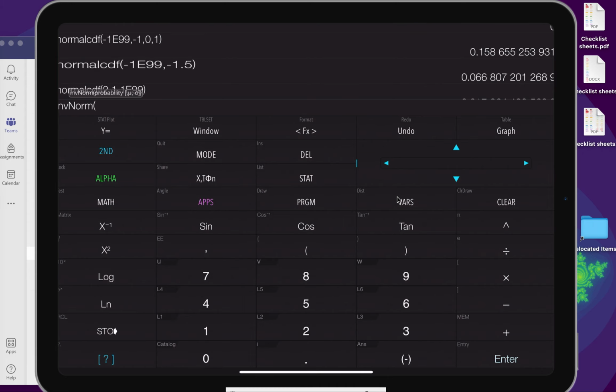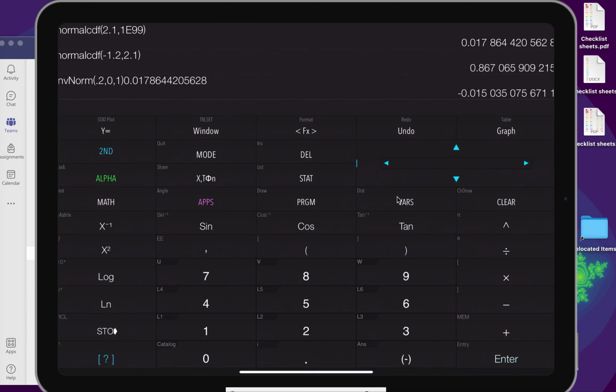So I want to find the lower 20%. I'm going to put in 0.2. Your probability should always be a decimal between 0 and 1. And I can make my mean be 0 and my standard deviation be 1. Again, we can change that later, but for right now, keep your mean at 0 and your standard deviation at 1 until you actually figure out what you're doing here. So I hit enter, and this gives me the z-score that corresponds to the lower 20% of the data.